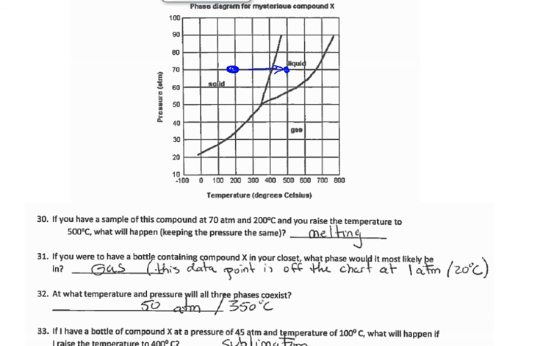Number 32. At what temperature and pressure will all three phases coexist? So it looks like it's about here. That is around 50. This is about halfway between 300 and 400. Let's call it 50 and 350.